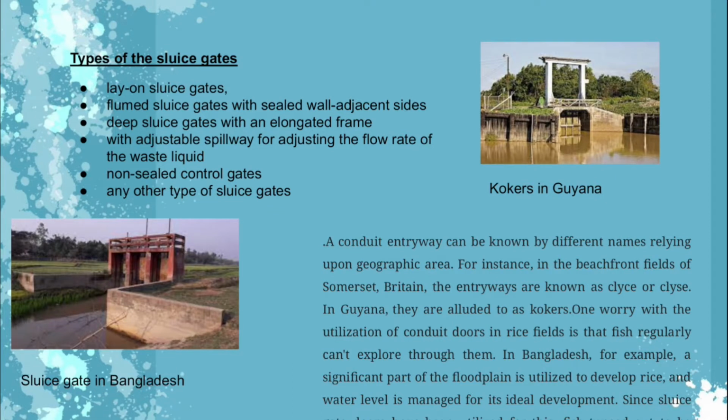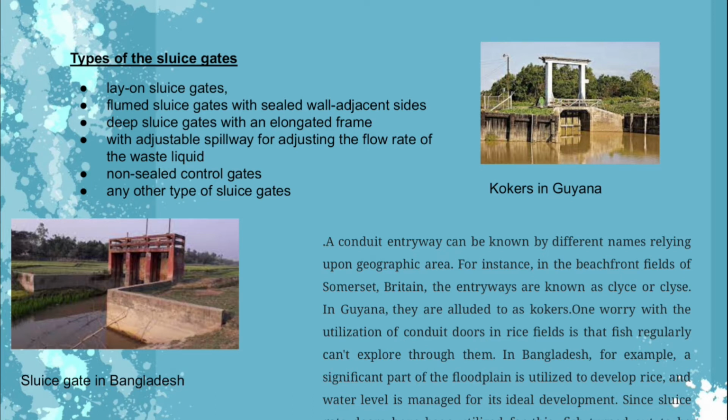Types of sluice gate. First, lay on sluice gate. Second, flume sluice gate with sealed wall adjacent side. Third, deep sluice gate with an elongated frame. Fourth, with an adjustable spillway for adjusting the flow rate of waste liquid. Fifth, a non-seal control gate, and there are many more other types of sluice gate.